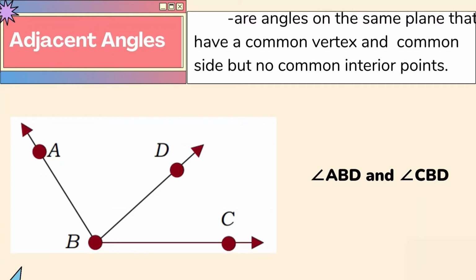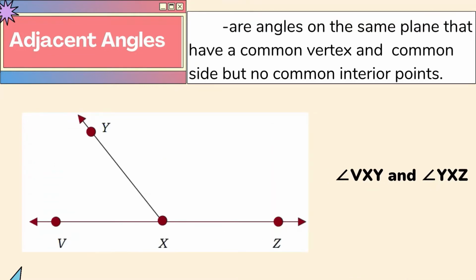Let us define those angle pairs. So first, adjacent angles. Adjacent angles are angles on the same plane that have a common vertex and common side but no common interior points. In this figure, angles ABD and CBD are adjacent angles with B as their common vertex and ABD as their common side. Another example, angles BXY and YXZ are adjacent angles with X as their common vertex and ray XY as their common side.